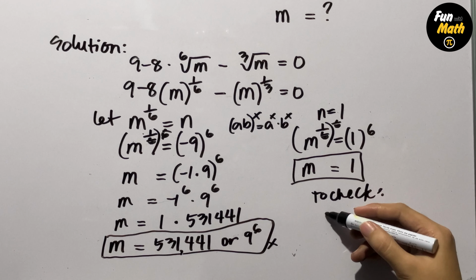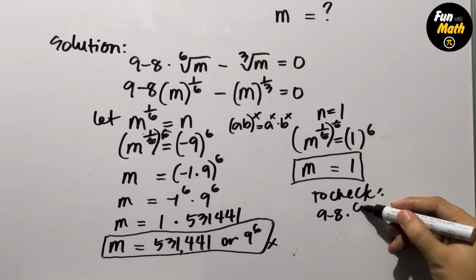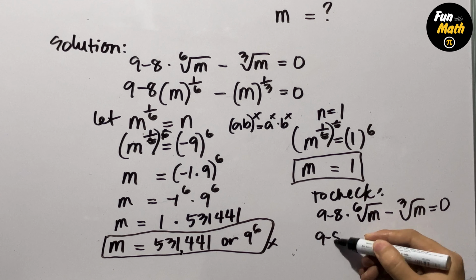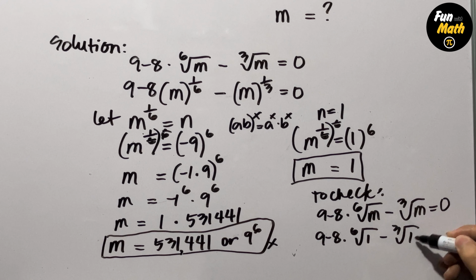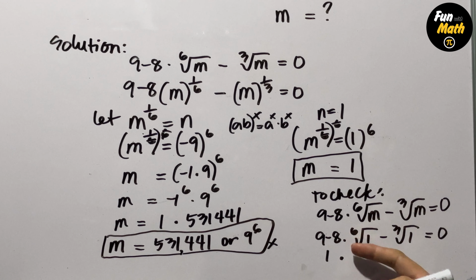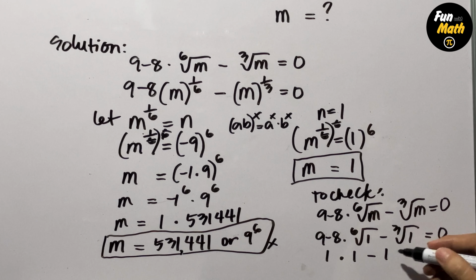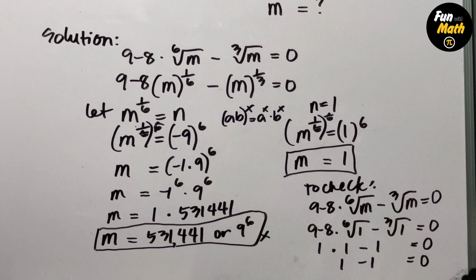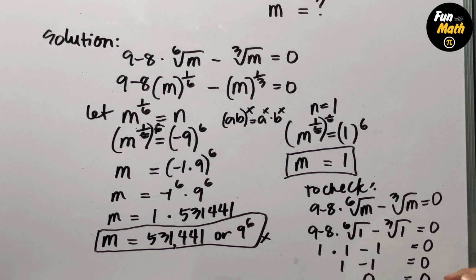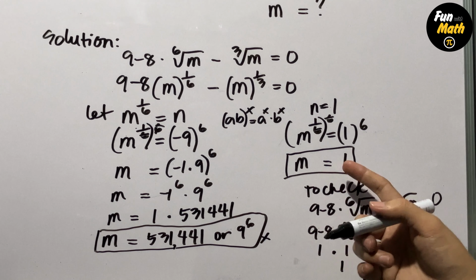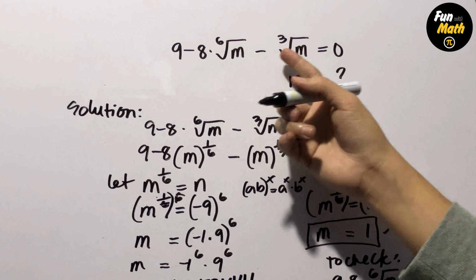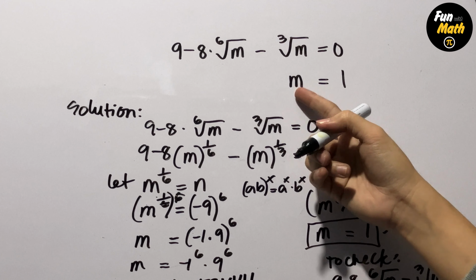So let's bring down the equation. The given equation, 9 minus 8 times the 6th root of m minus the cube root of m is equal to 0. Now, 9 minus 8 times the 6th root of 1 minus the cube root of 1 equals 0. And this is 9 minus 8, that is 1, times the 6th root of 1, that is 1, minus the cube root of 1, that is 1, equals 0. 1 times 1, that is 1, minus 1 equals 0. Now 1 minus 1, that is 0, equals 0. That means they are equal. So m is equal to 1 is correct. Therefore, the value of m that will satisfy this given equation is only 1. m is equal to 1.